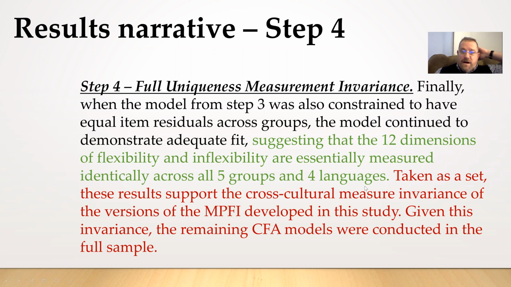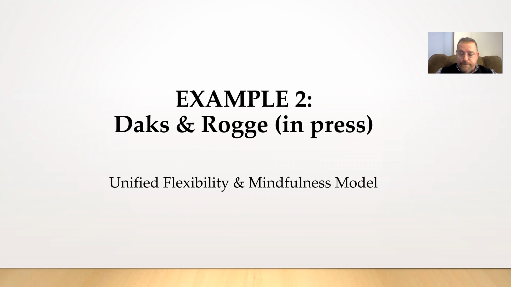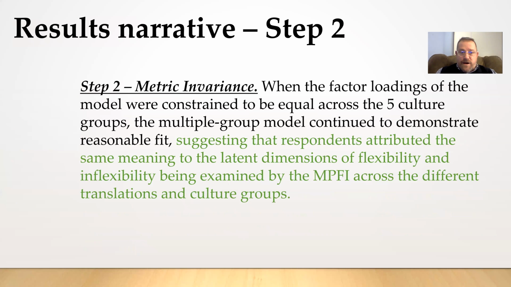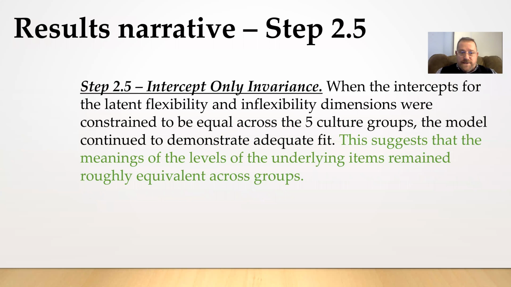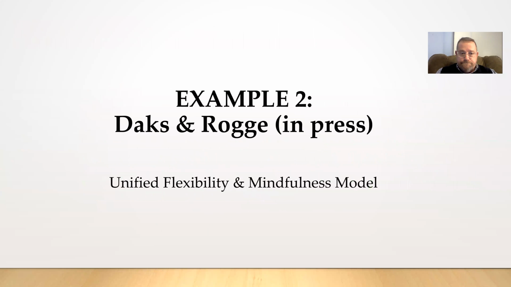And so it's kind of a minor miracle that across these 5 cultural groups and 4 languages, we got full uniqueness measurement invariance. We're so happy. I mean, we did put a lot of effort into creating the scale originally and into the translations, but this was really a wonderful finding when we got it. So that's an example of showing the results to readers and explaining them in a way that's really clear step by step.